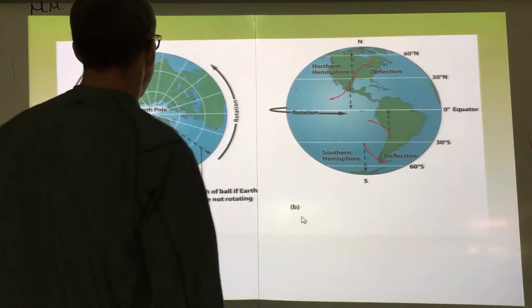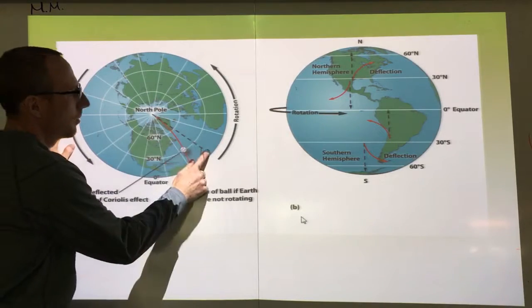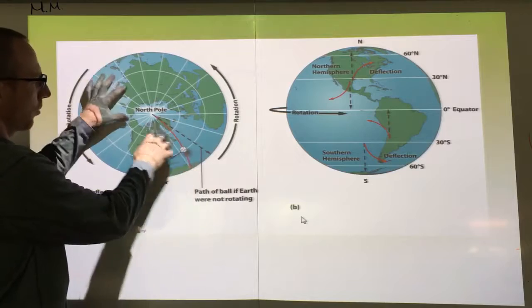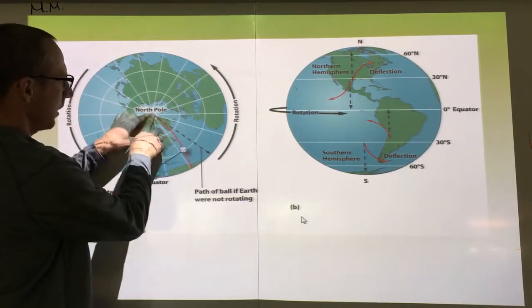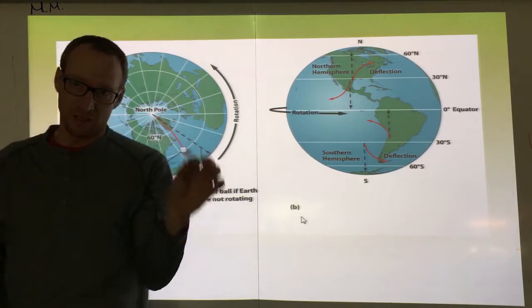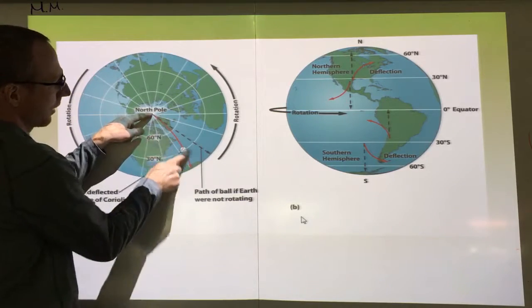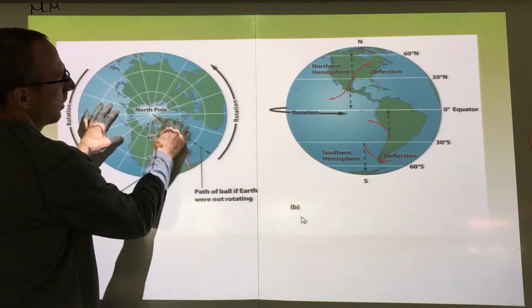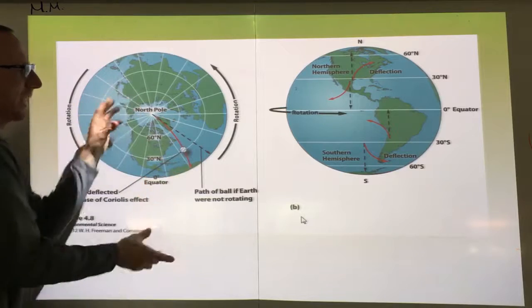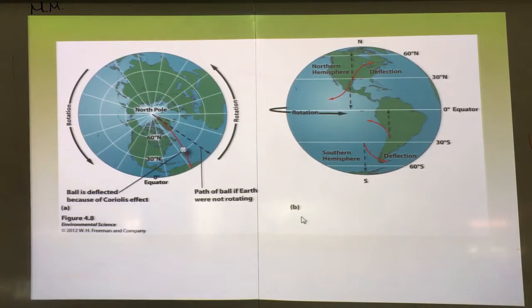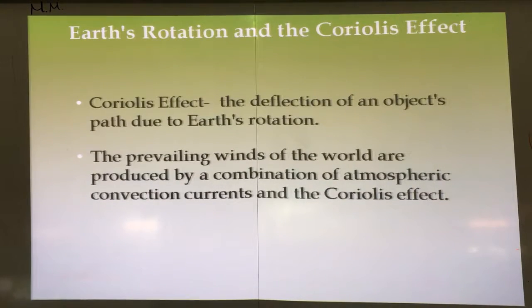So if we were to throw a ball going straight here and the world wasn't moving, it would end up here. But since the world is rotating and we threw it and the ball is no longer connected to the Earth, it's going to get deflected this way because the Earth is rotating, and the ball, even though it's going straight, is going to appear to bend around the Earth. Okay? The Coriolis effect is the deflection of an object's path due to the Earth's rotation.